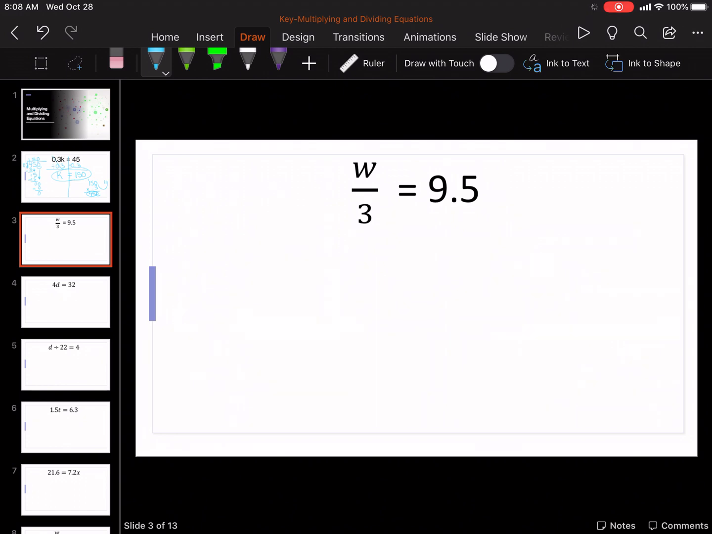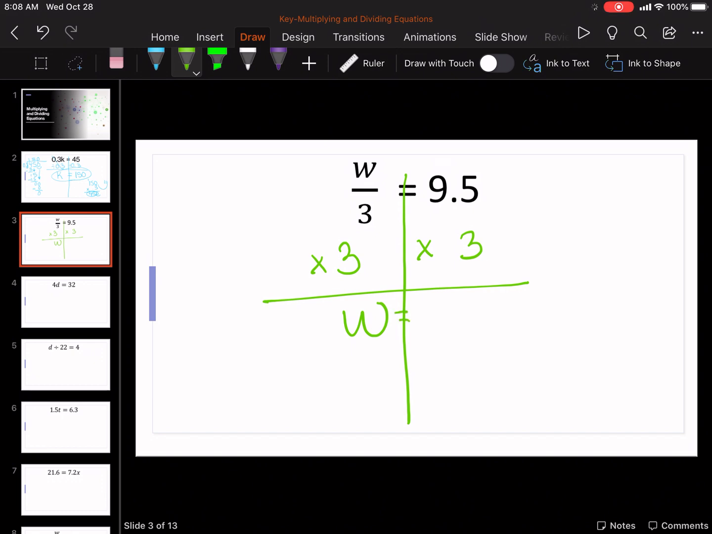Again, we're going to draw a line down the middle. What operation is happening with W? Okay, on the same side as W is division. So instead of dividing, we're going to do the inverse. We're going to multiply by 3 on both sides. We get W left here. We're going to do 9.5 times 3. 3 times 5 is 15. 9 times 3 is 18 plus 1 is 19. Bring your decimal over once. 19.5. So 9.5 times 3.